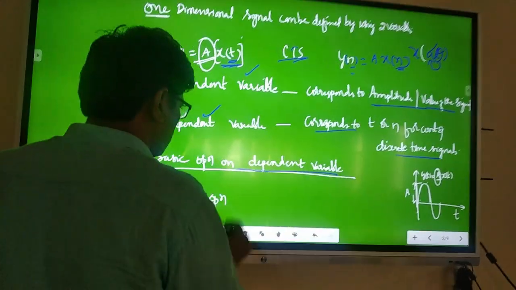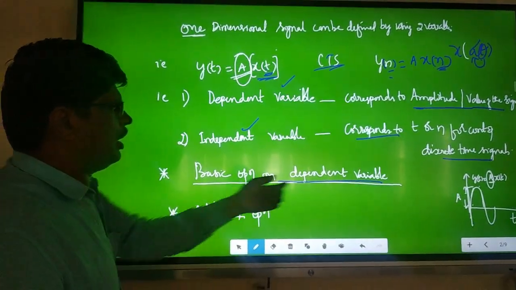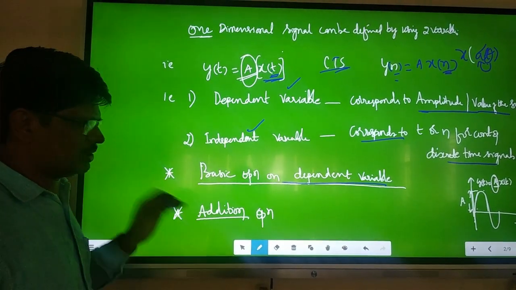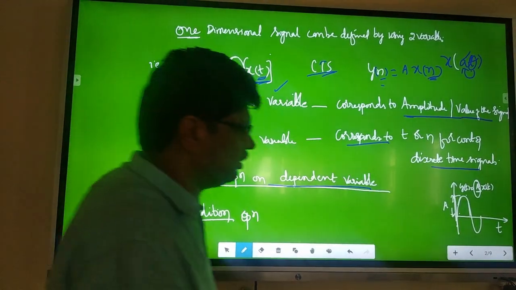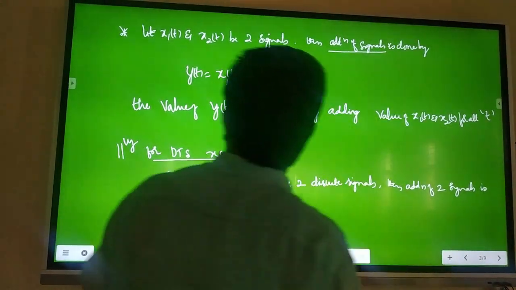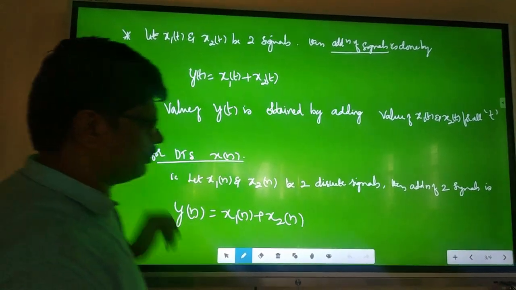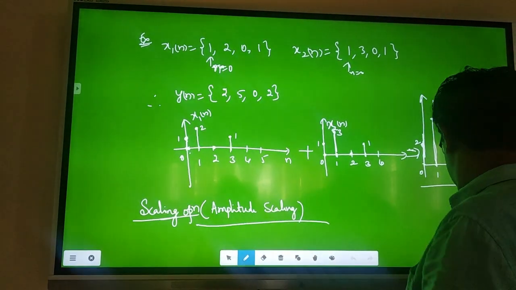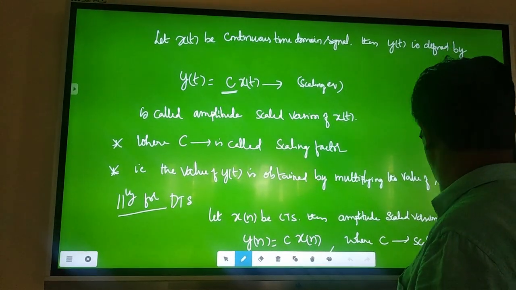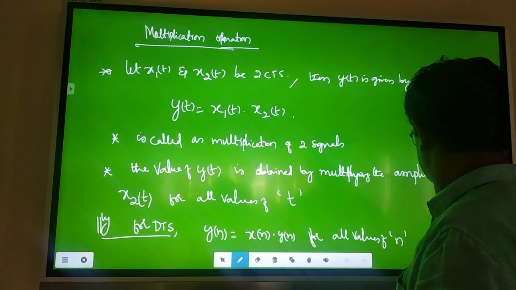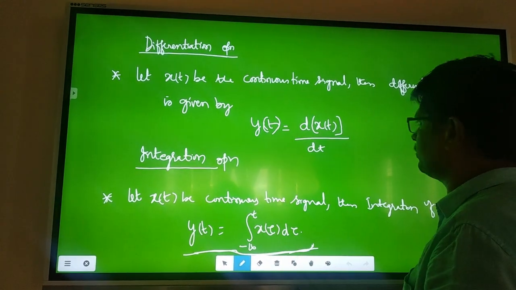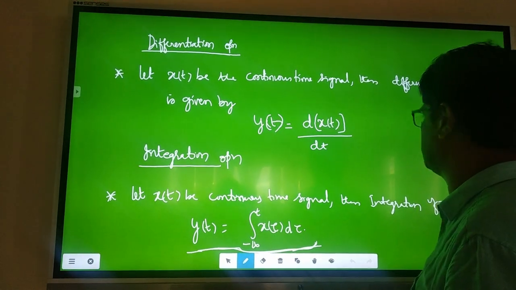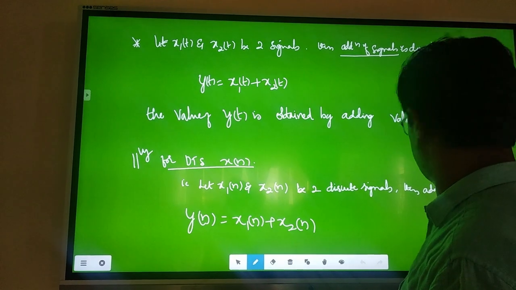For example, the basic operations carried out on dependent variables are: one, additions of two signals; next, subtraction operations; then multiplication operations, maybe scaling operations. Four operations are there, then the fifth, differentiation operations, and then integration operations. Now let us see one by one.